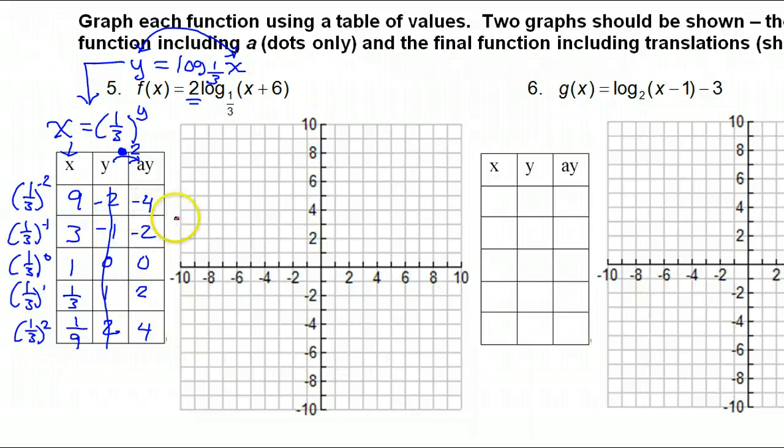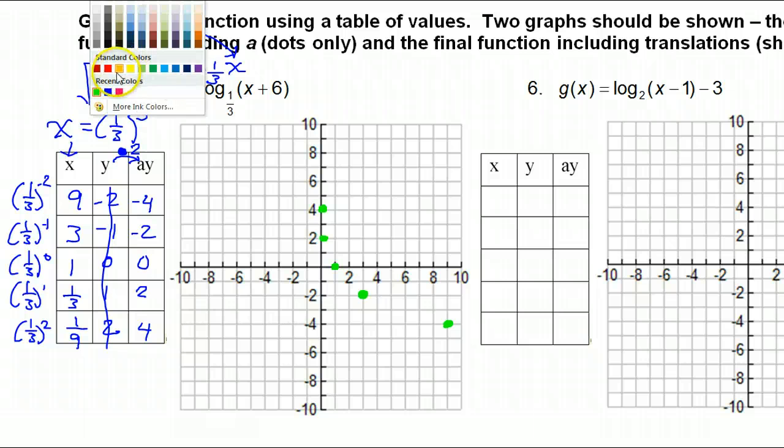So 9, comma -4 would be right here. 3, -2 will be here. 1, 0. 1/3, 2. So just a little bit over and up 2. 1/9 is so close to 0, it's practically 0. So 1/9, comma 4 is going to appear to be on the line, but up 4. So these are the 5 points we would start with, but we will not draw the curve because they are temporary.